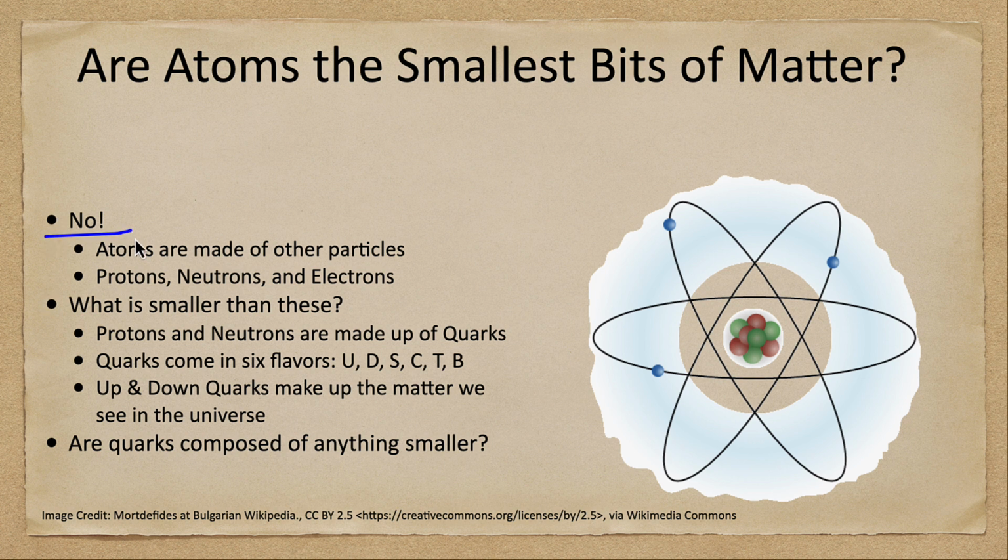We know that atoms are made up of other particles. So atoms are made up of protons, neutrons, and electrons. The protons and neutrons are down in the nucleus of the atom, and the electrons are around it in various orbitals. So what do we mean sometimes when we say that atoms are the smallest bits of matter?